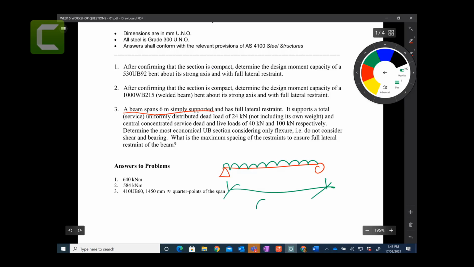Okay. It has full lateral restraints. It supports a total service uniformly distributed dead load of 24 kilonewtons, not including its own weight, and a central concentrated service dead and live load. So there is a center 40 kilonewton and 100 kilonewton center load. Determine the most economical universal beam section, considering only flexure. Do not consider shear and bearing. What is the maximum spacing of restraint to ensure the full restraint of the beam?